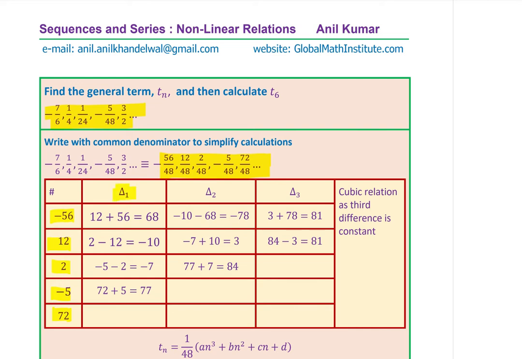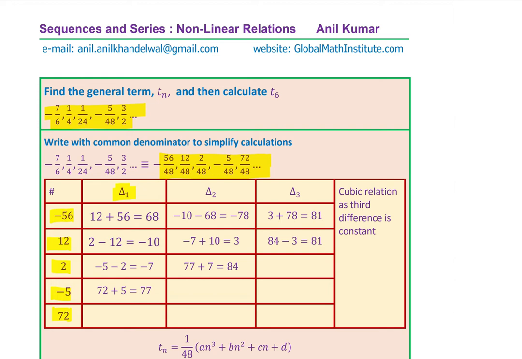So this is the first difference for us. First difference basically is, what is 12 minus 56? So minus and minus becomes plus, we get 68. 2 minus 12 is minus 10, and 5 minus 2 is this, and then this, like this. We are getting our pattern. Let me rewrite this.